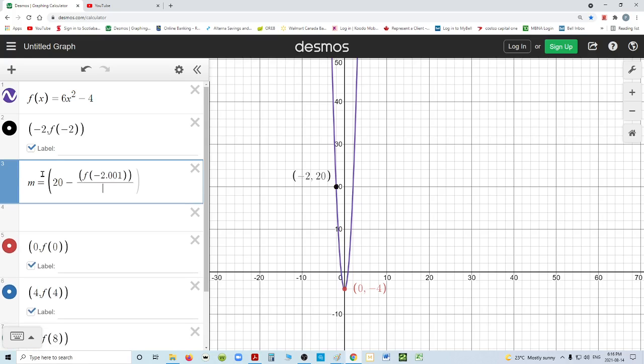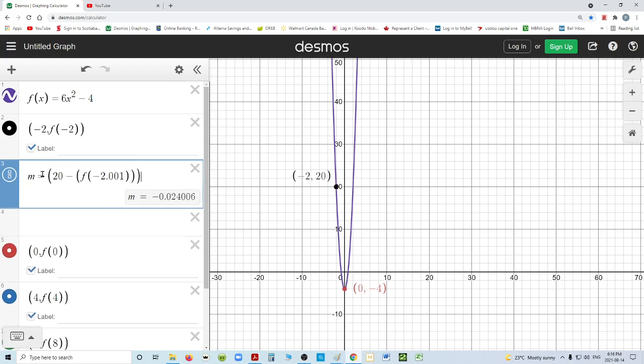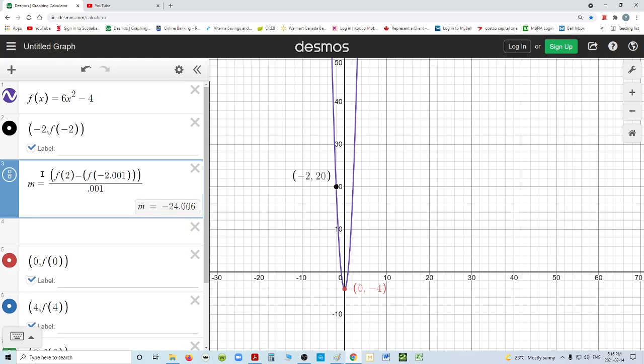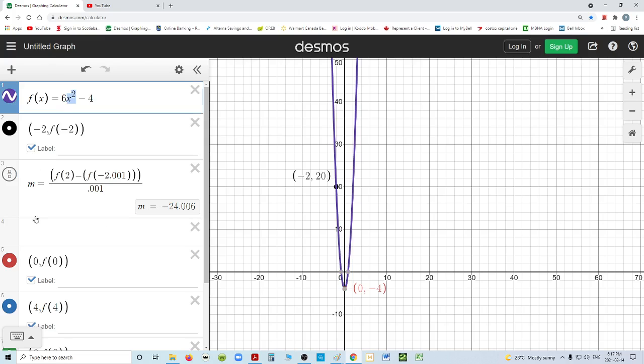Okay, and then I'm going to divide it by the difference between f of 2. I should have translated it to 20. I should have just left it as f of 2. What's the difference between them? What's the h? 0.001. So we can see it's negative 24. So I'm going to guess that the 4 one is going to be 4 times that. So 48, 96, and positive. Why is it 4, not 2 times that? Because of the squaring feature.